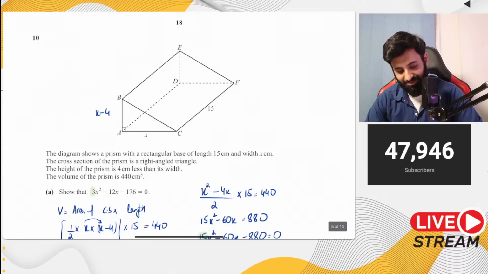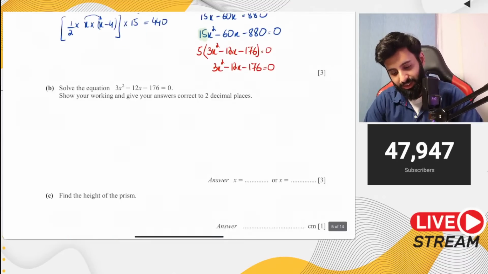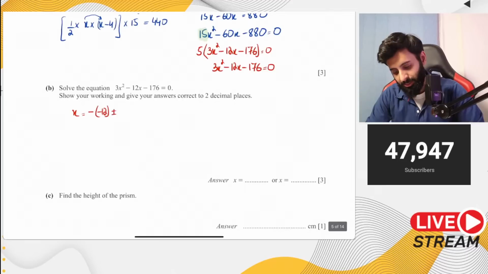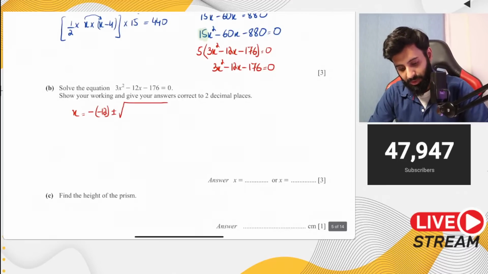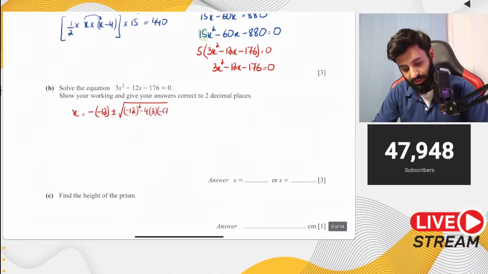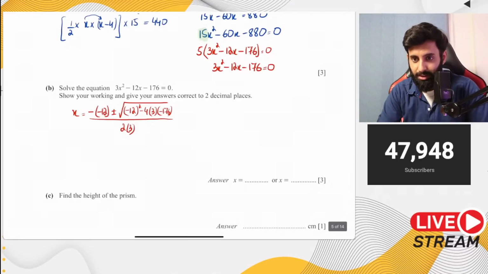Okay, now here's part B. Again, you're supposed to solve this equation. So x equals minus b, minus minus 12, plus minus the square root of b squared, that means minus 12 squared minus 4 into 3 into minus 176, divided by 2a, which means 2 into 3. Okay. Now let's see what we get.